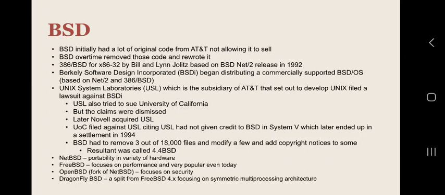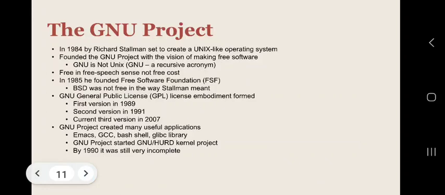And there was another one called OpenBSD. It was a fork of NetBSD, focusing on security aspects of various applications and also the kernel and all that. And DragonFly BSD, a split from FreeBSD 4.x, focusing on symmetric multiprocessing architecture and so forth. So there are various historical reasons for these splits and the emergence of new distributions. For further details you can refer to the literature as well.